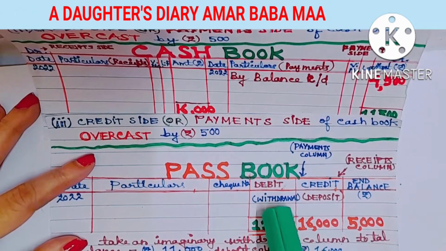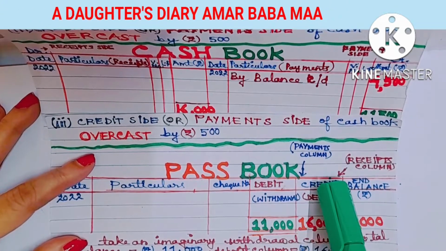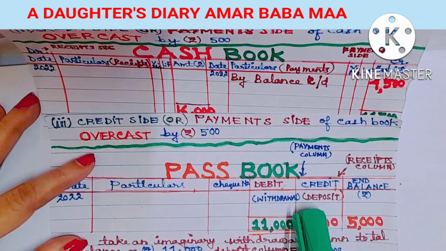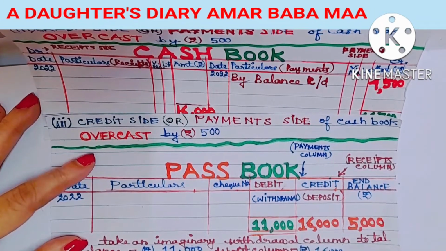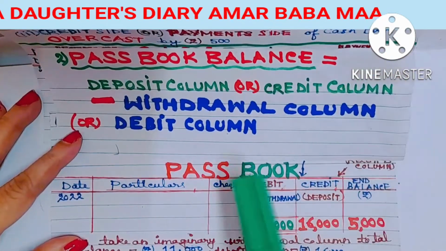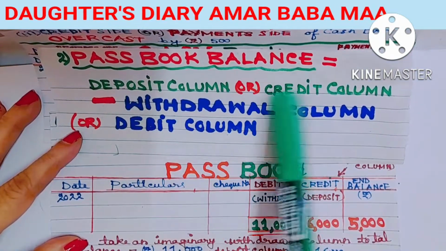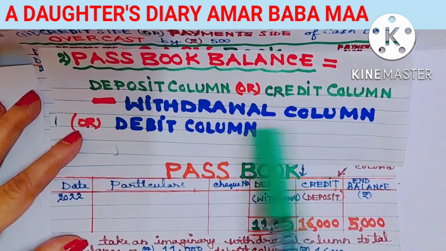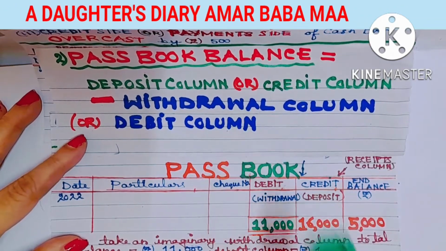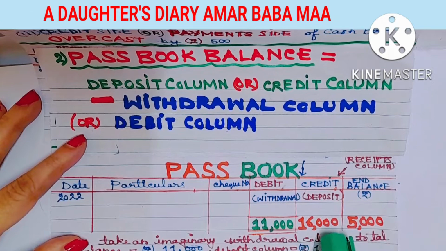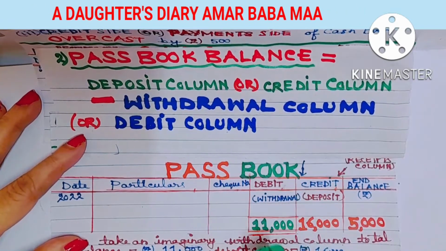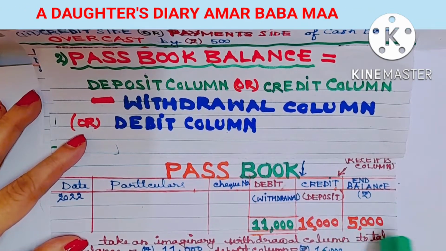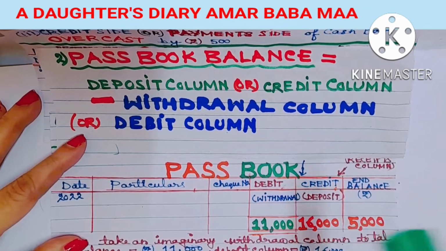So what will be the passbook balance? Credit column or deposit column minus debit column or withdrawal column. I have told you before. Let me show you again. See. Passbook balance is equal to deposit column or credit column minus withdrawal column or debit column. So deposit column is 16,000 minus withdrawal column, that is 11,000. So passbook balance is 5,000. Understood? Passbook balance is 5,000, which is correct.